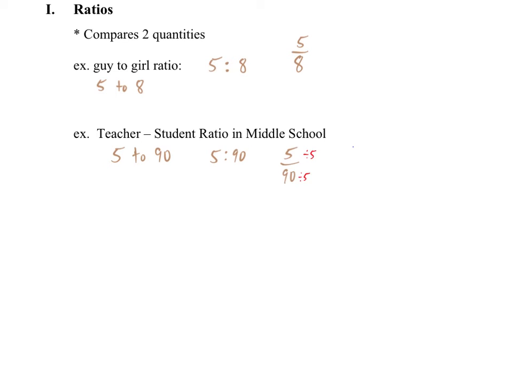5 divided by 5 is 1. 90 divided by 5 is a little harder, 18. But if we were to say we have a 1 to 18 ratio, that makes a little bit more sense. So for every 1 teacher, you're going to have 18 students. And we could write it the other ways as well. Instead of 5 colon 90, we could write 1 colon 18 or a 1 to 18. But if you have a ratio, if you can reduce it, that's going to be best. So maybe I'll just write that out and say best to reduce when possible.